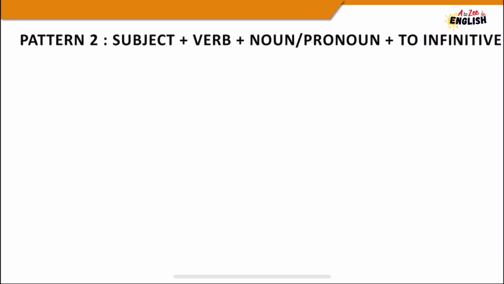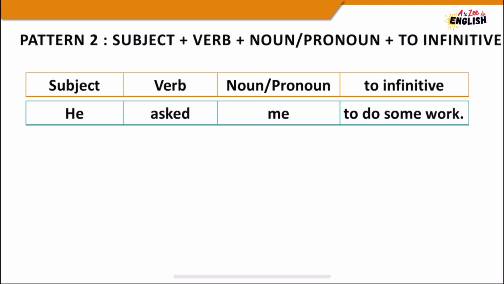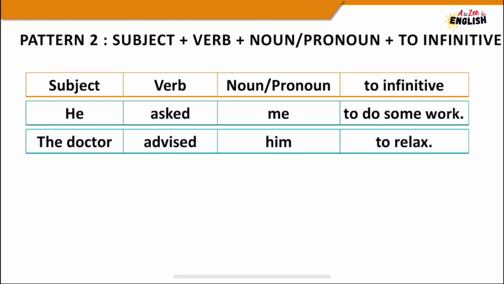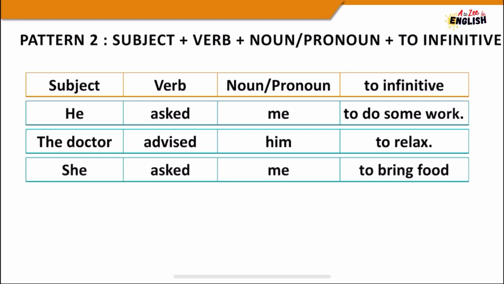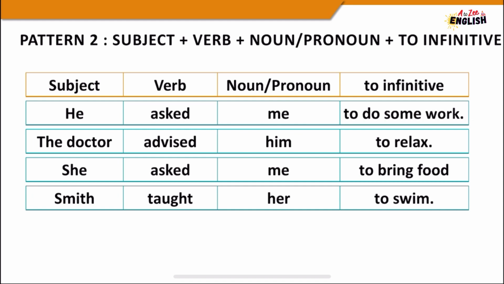The next pattern is subject plus verb plus noun or pronoun plus to infinitive. He asked me to do some work. Here the main verb is asked and the to infinitive is to do some work. So we can also use to infinitive after the noun or pronoun in a sentence. The doctor advised him to relax. She asked me to bring food. Smith taught her to swim. In all these examples, we use to infinitive after a noun or a pronoun.